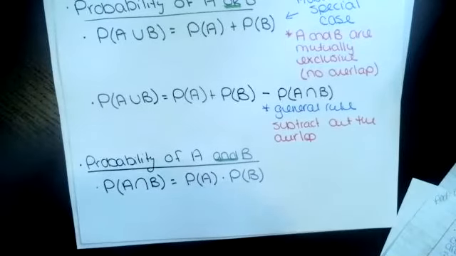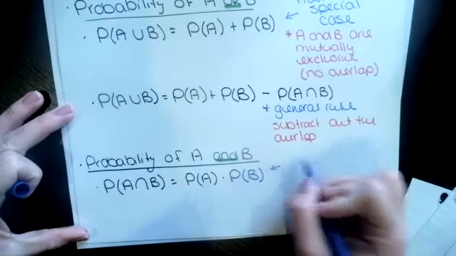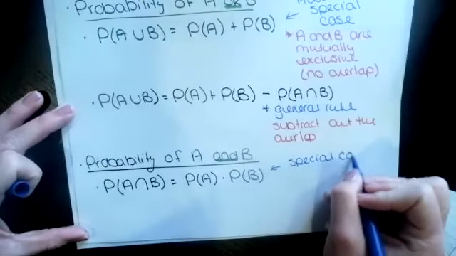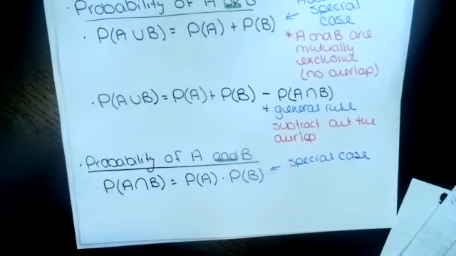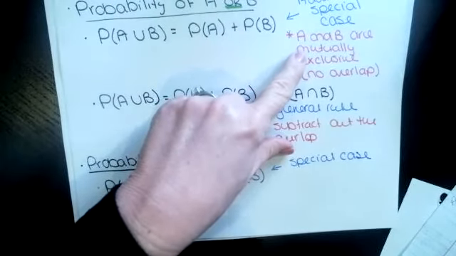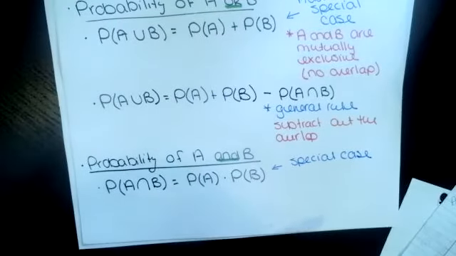Now, like I said, this is the special case. We'll write this here. And when we have a special case, we have to make sure it fits that mold. So like up here with the addition, A and B are mutually exclusive. I have to make sure that's true in order to use the special case. For the special case here, I need to make sure that A and B are independent.